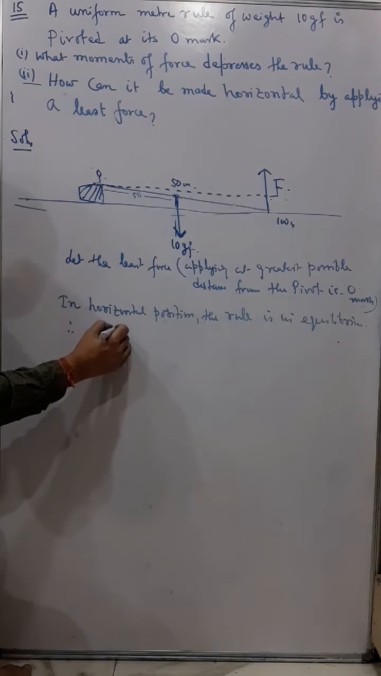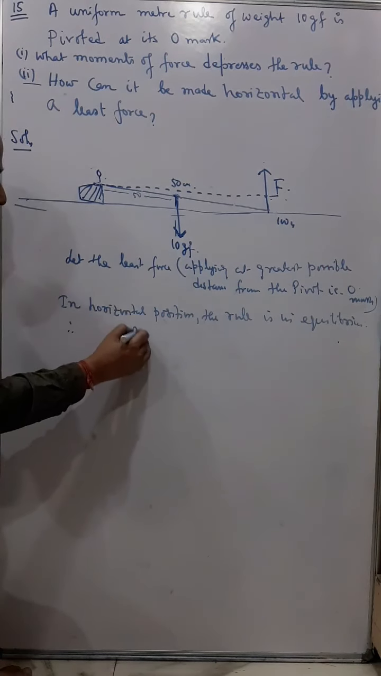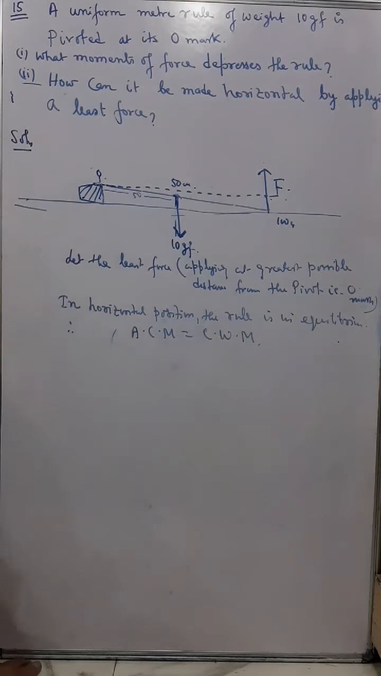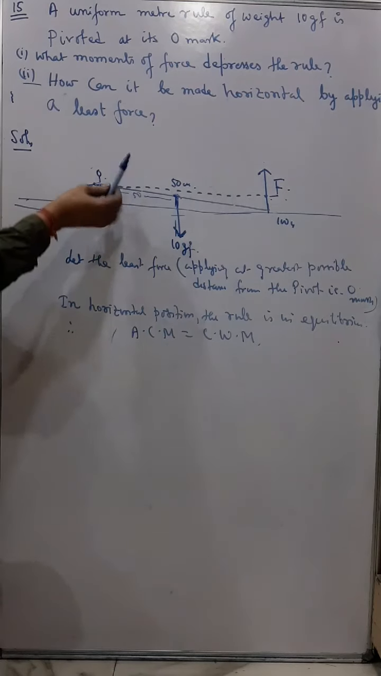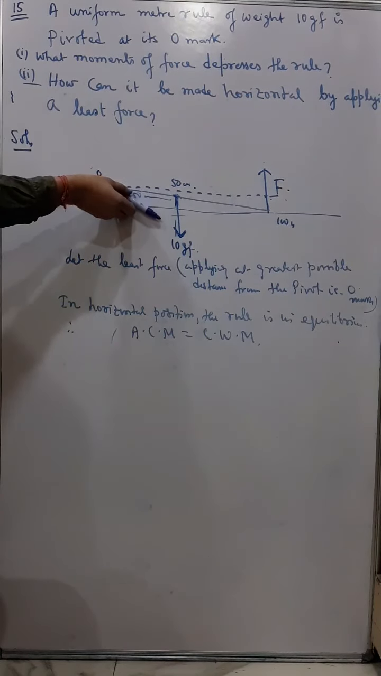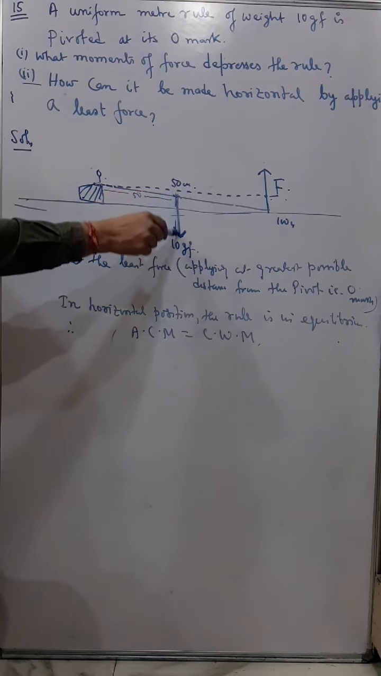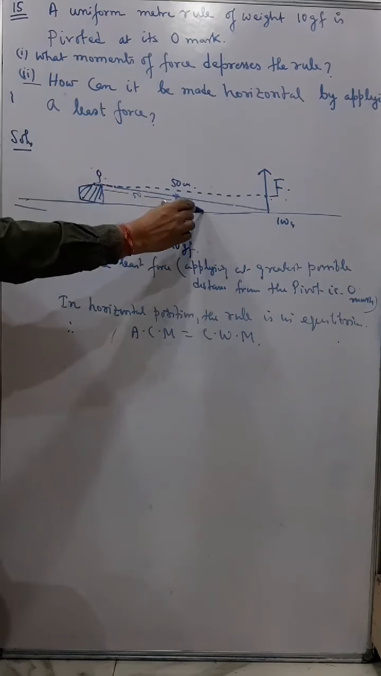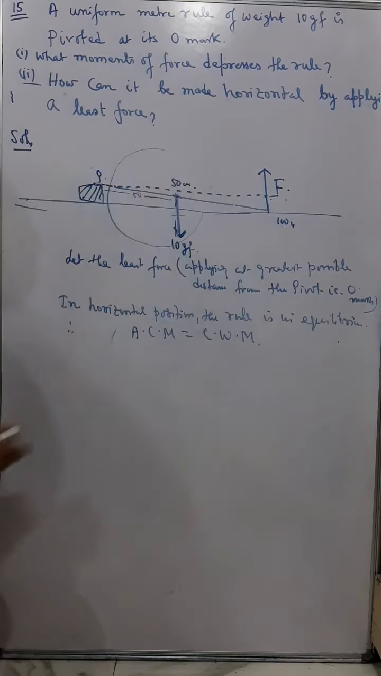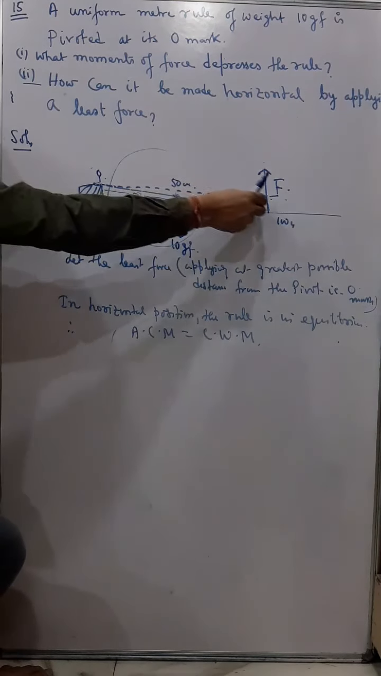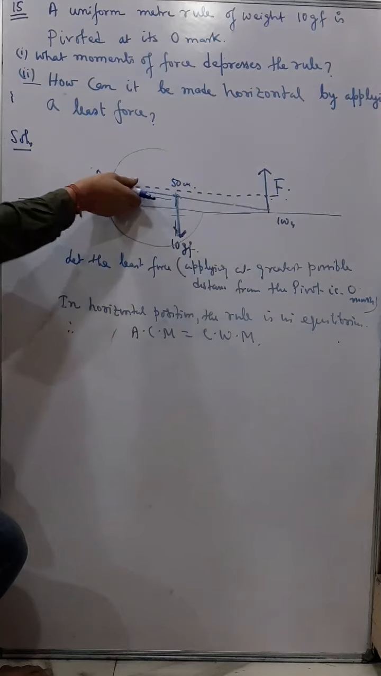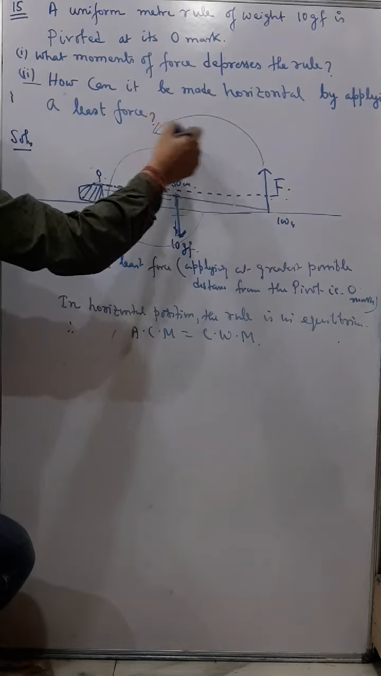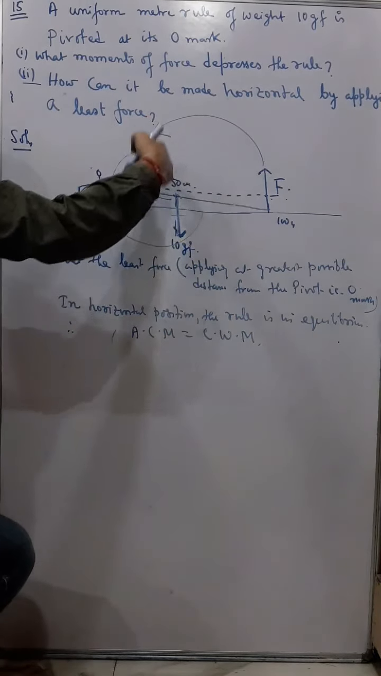that according to the principle of moments, the anti-clockwise moment should be equal to the clockwise moment. Now try to understand, when it is depressed downward, it is due to this weight, and it is turning in this direction, and you can understand this is in fact the clockwise direction. And when you are pulling this up from here by applying a force, now this force is in fact the anti-clockwise direction.